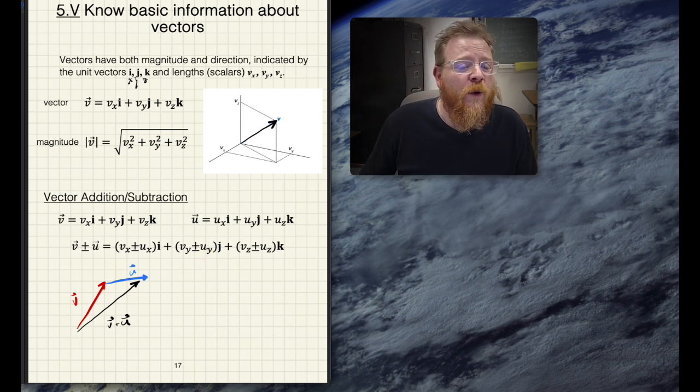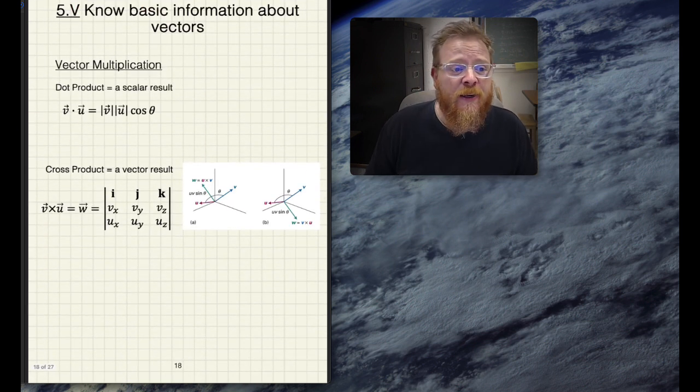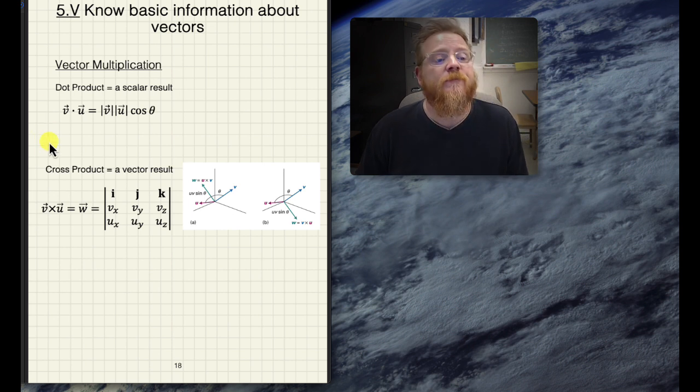So the way that we do multiplication is the following. So we have the dot product, which is a scalar result, and that gives us the overall magnitude of the vector. So you can see here we're taking advantage of the law of cosines.